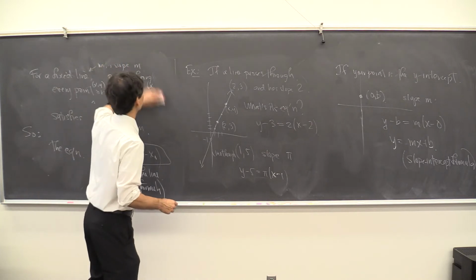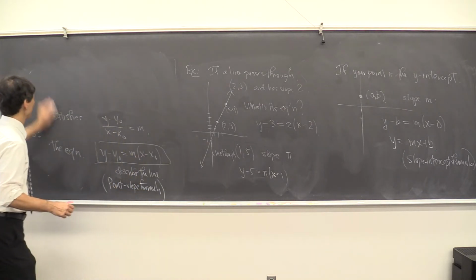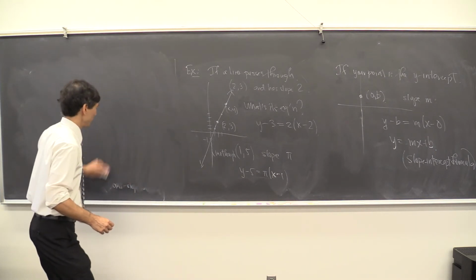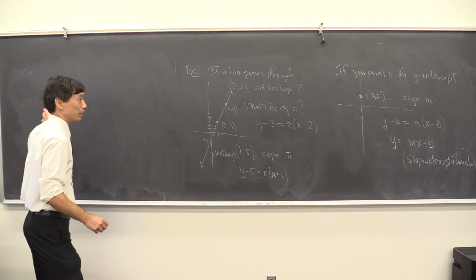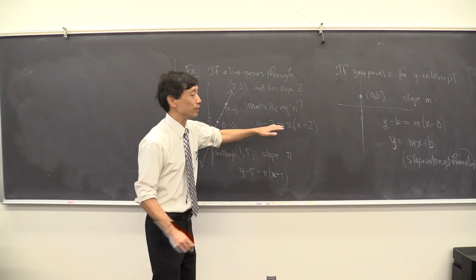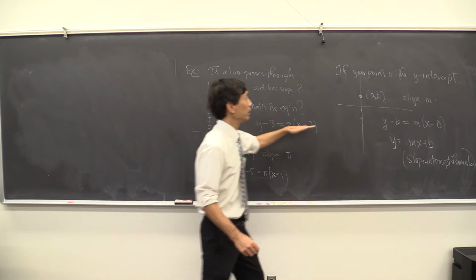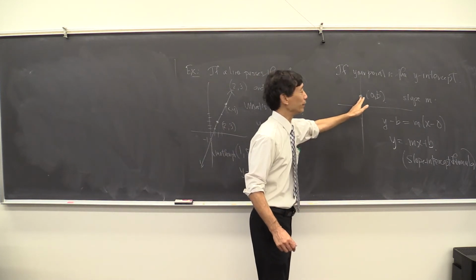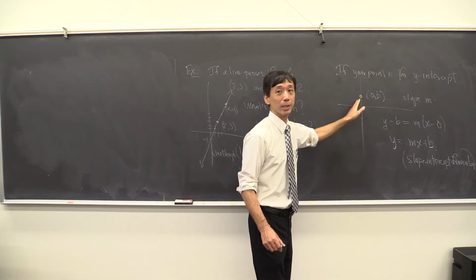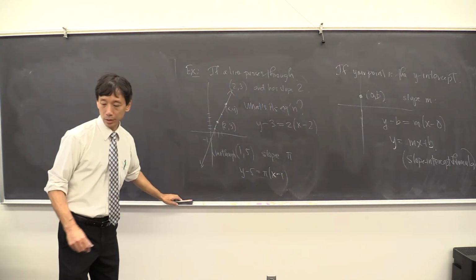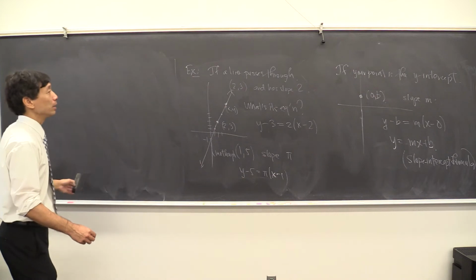So the slope-intercept formula is just the point-slope formula if your point is the y-intercept.